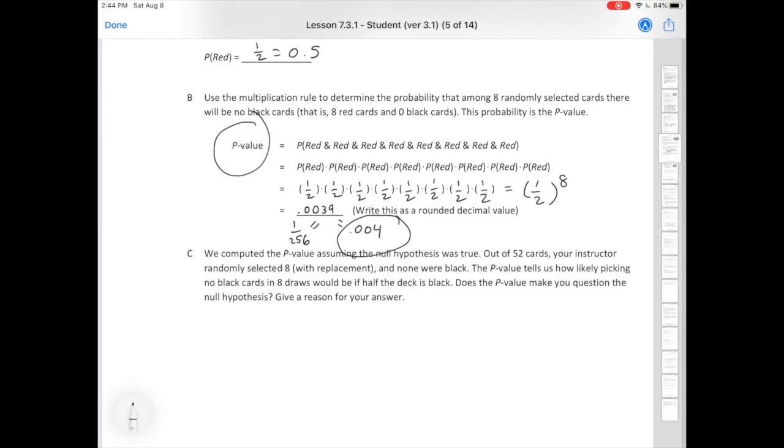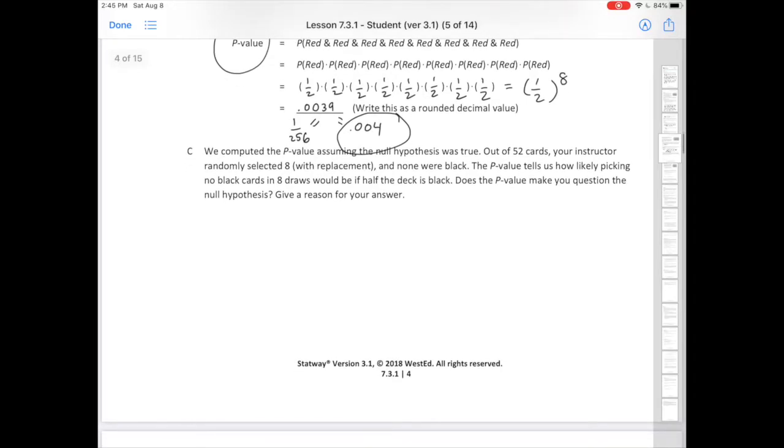Does the p-value make you question the null hypothesis? So think about it. Is this strong evidence against the deck being fair? The answer is yes, because this is a very low chance of that happening. If something is super low chance, in other words, almost impossible, then that leads us to say that what we witnessed must not actually be the way we thought. In other words, it makes us think the null hypothesis, the fact that this is a fair deck, must not be true. So let's write that down.